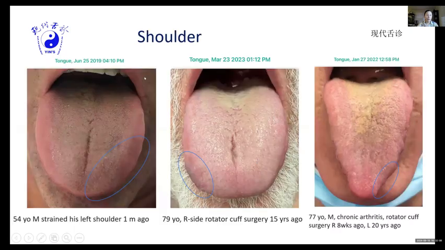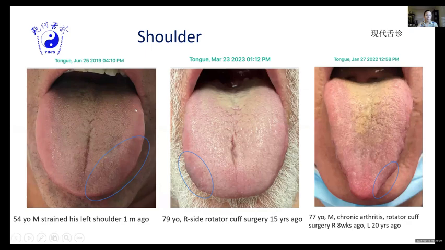Now we move to the shoulder. You remember the little baby lying down there, the shoulder is on the side. So this is 3 cases. The first one is a 54-year-old male. He strained his left shoulder when he was playing ball with his kids. So this is only a 1-month history.